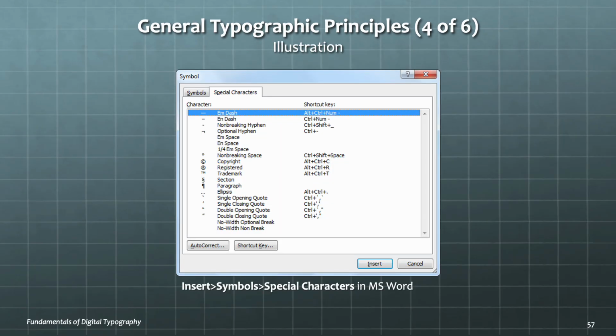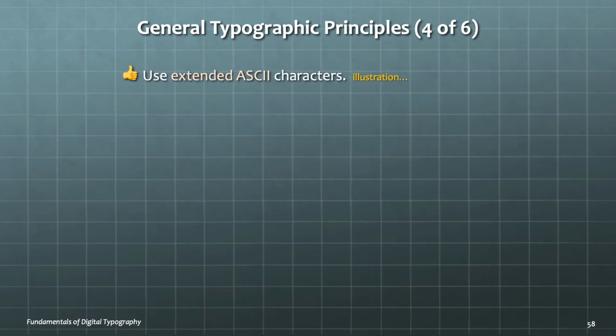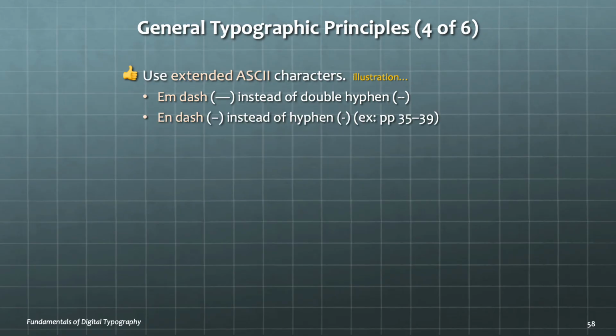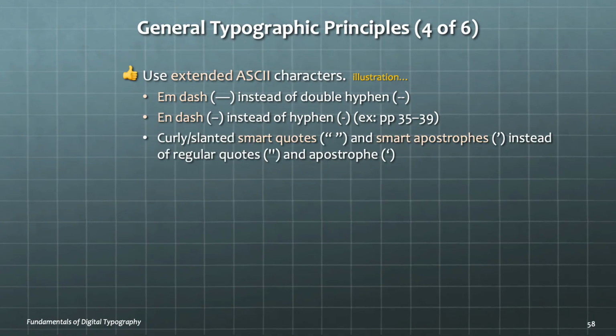Here are some of the special characters that are available to use in standard word processing or desktop publishing programs. There are grammatical rules for using them that it behooves you to learn if you want to produce professional-looking products. Examples of extended ASCII characters are: use an em dash instead of a double hyphen to demarcate a break of thought. Use an en dash instead of a hyphen to indicate a closed range of values, like in this example.